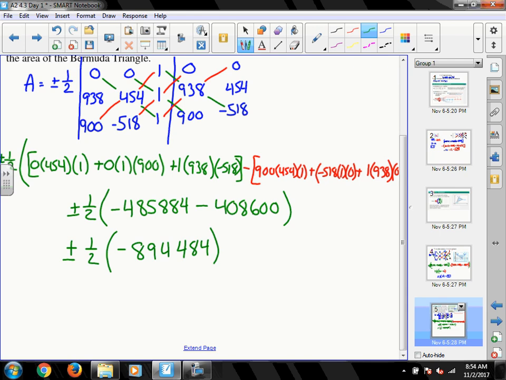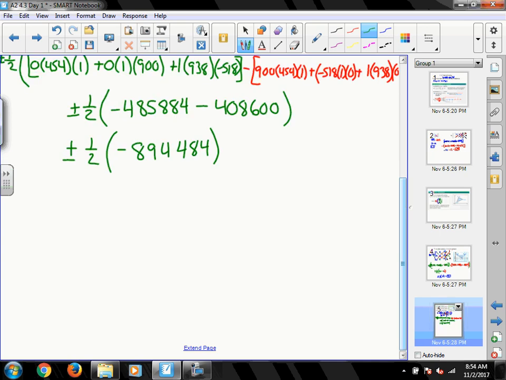And now, because I have a negative, I'm going to multiply by a negative 1/2 so that my area turns out to be positive. So I get that my area is 447,242.